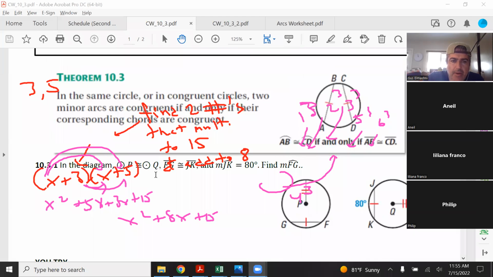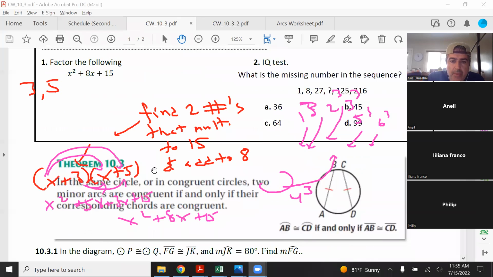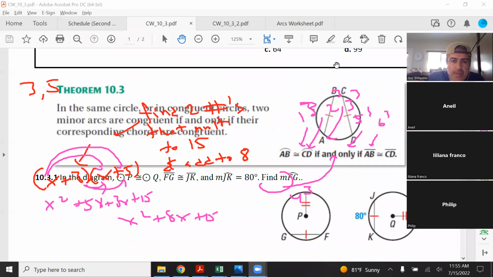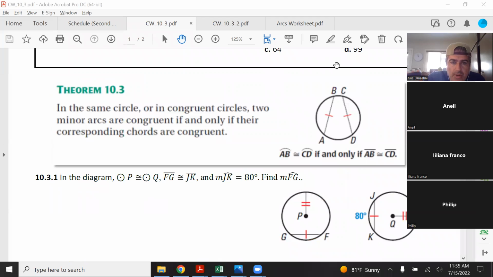Now let's talk about our concepts. We're talking about properties of chords. So if you have two chords that are congruent, or actually two arcs that are congruent. So AB, or let me highlight it.